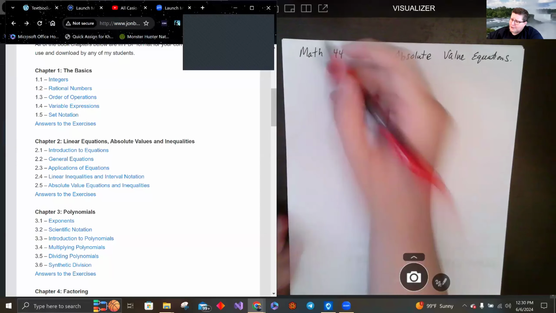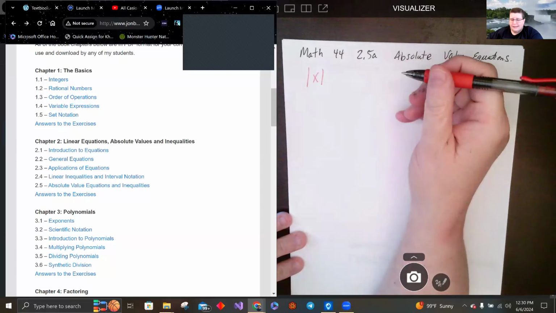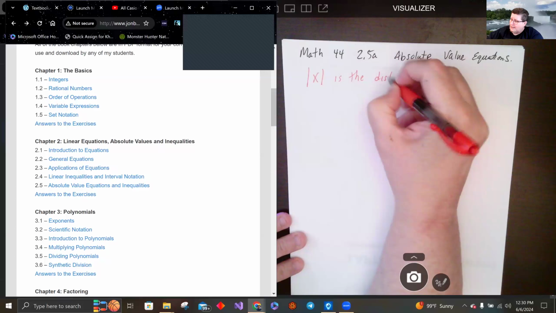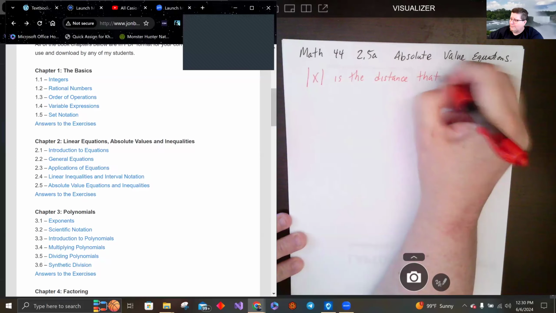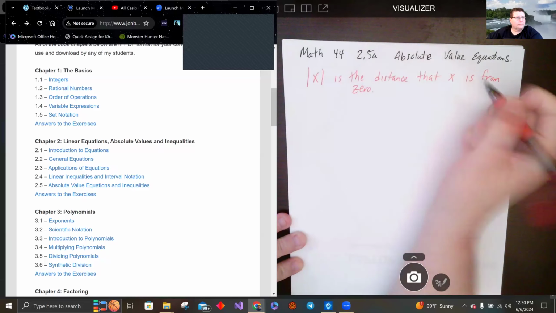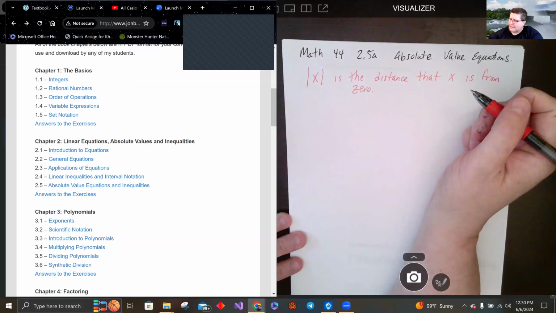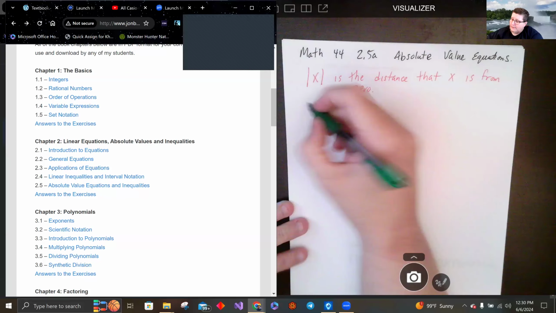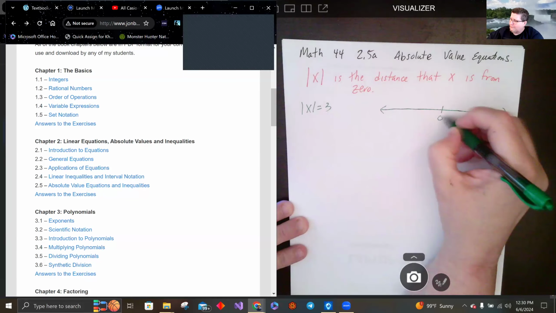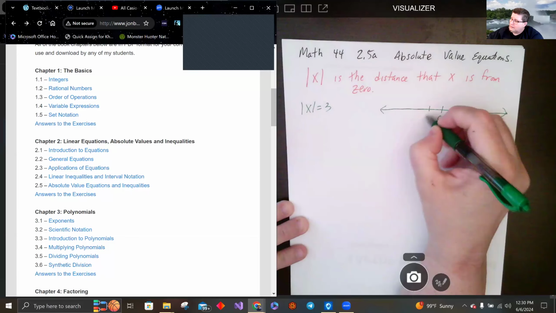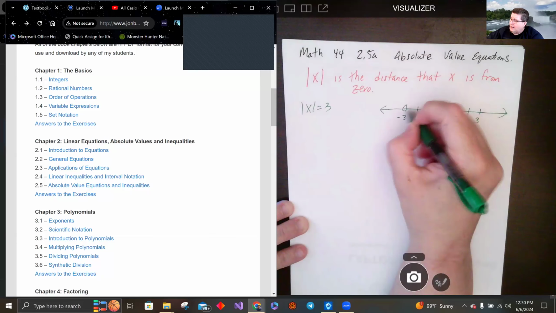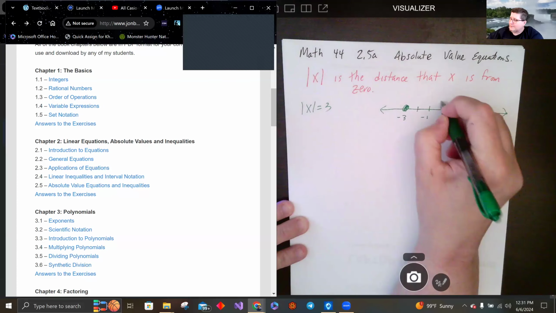So, absolute value of x is the distance that x is from 0. Let's say absolute value of x equaled 3. Then on a number line, things that are 3 away from 0 are -3 and 3. They're both 3 steps from 0.